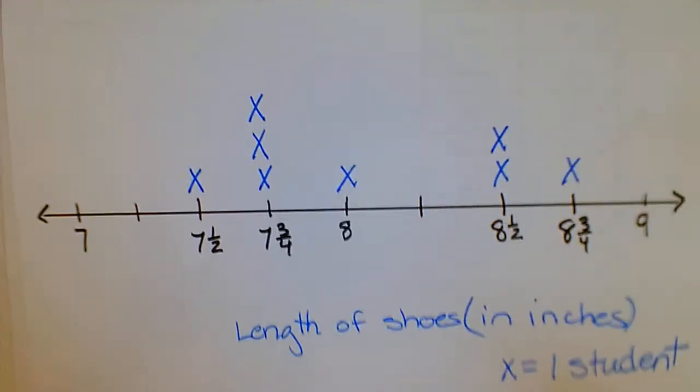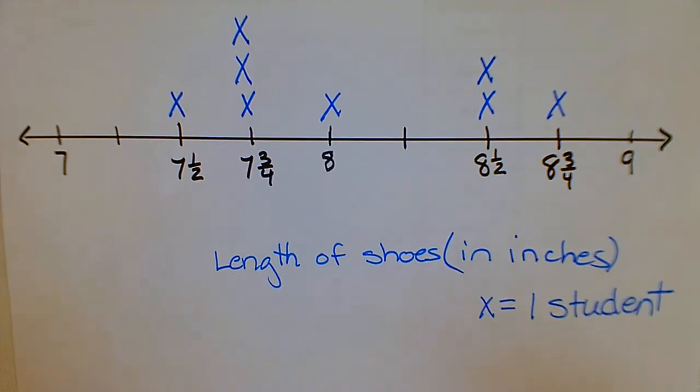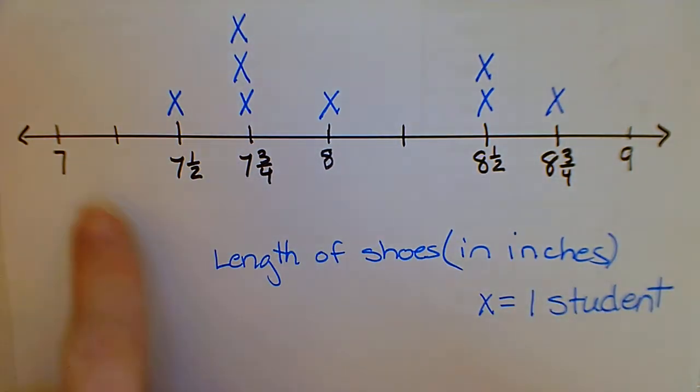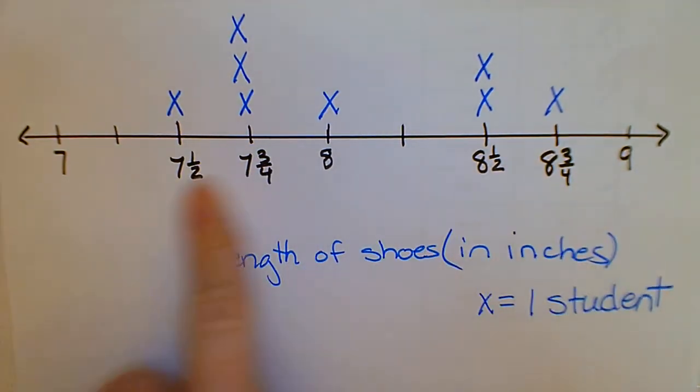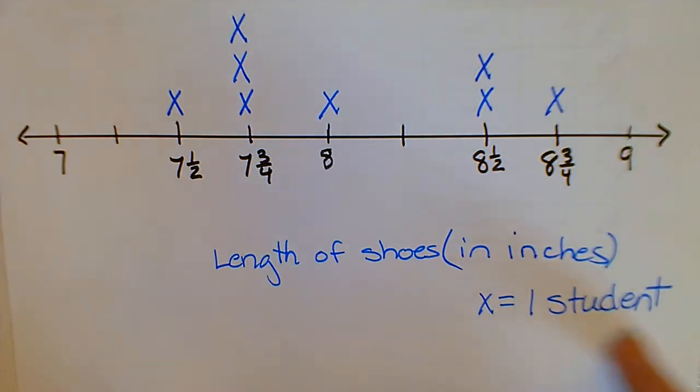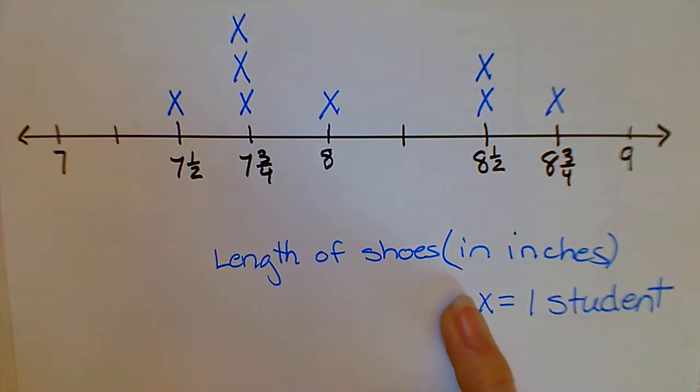All right, so our line plot is done. And it's looking good. We have our line, we have our range and our markings on here. We have our X's to represent our students. We've said that X equals 1 student. We've labeled it. We have that horrible title up top, which we're going to leave alone for now. And now we can start answering questions about this.